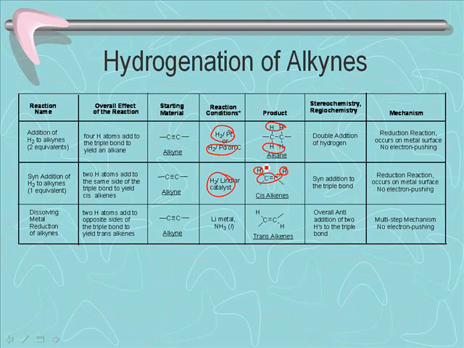We can also get the anti-addition of hydrogen across a carbon-carbon triple bond by using lithium metal and ammonia. Lithium metal is a good source of an electron. Ammonia is a good source of a proton.